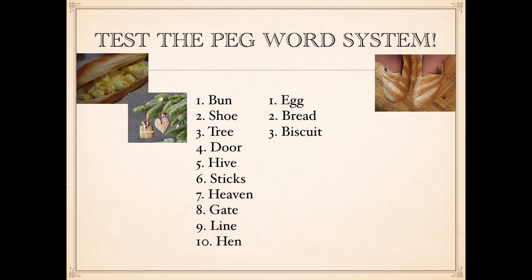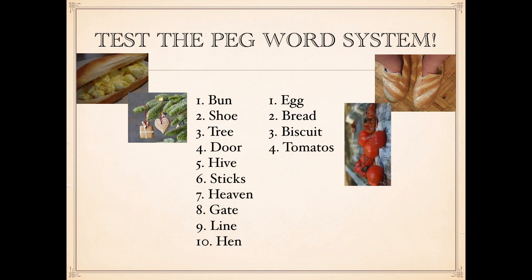Yeah, those cookies, or biscuits as they call them in England. All right, 4 is a door. What's on the door? Smashed tomatoes. Yeah, that's the best I could do on that one. 5 is a hive. It was really hard to find mashed potatoes in the shape of a beehive, but I seem to get it. 6 is sticks.